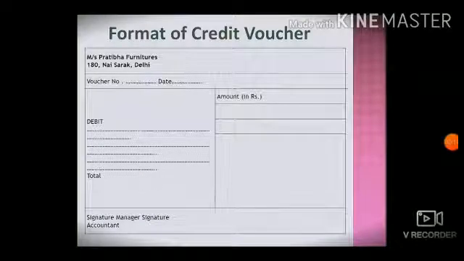Now, let us have a look at the format of credit voucher. You can see the name of the firm printed on top of it. Voucher number will be entered. Date also will be entered at the time of issue, and you will be debiting the person from whom the cash is received, as credit voucher is prepared at the time of cash receipt. The amount will be mentioned and the signature of the authorized person will be there.